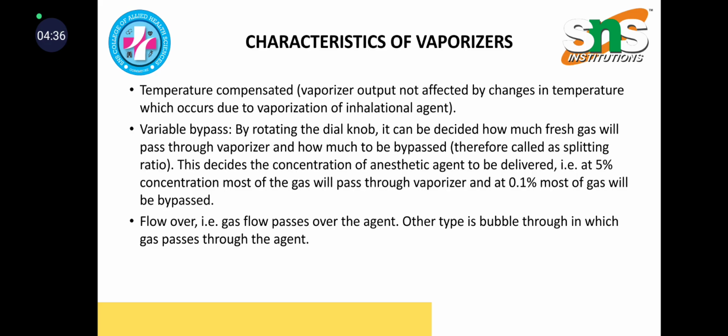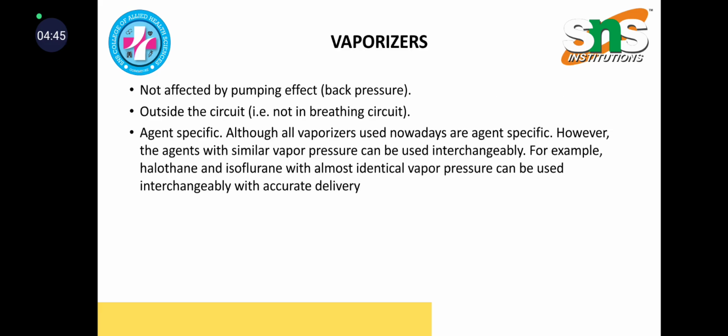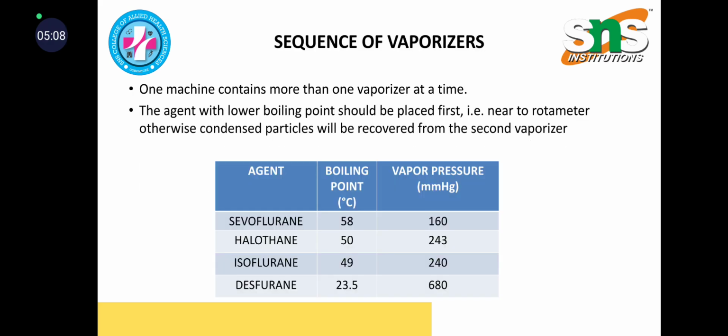Overflow, that is, gas flow passes over the agent. The other type is bubble through, in which gas flows through the agent. Then it is not affected by the pumping effect. Outside the circuit: it is placed outside the circuit. It is agent specific. Although all vaporizers used nowadays are agent specific, agents with similar vapor pressure can be used interchangeably. For example, halothane and isoflurane, with almost identical vapor pressure, can be interchangeable with accurate delivery.